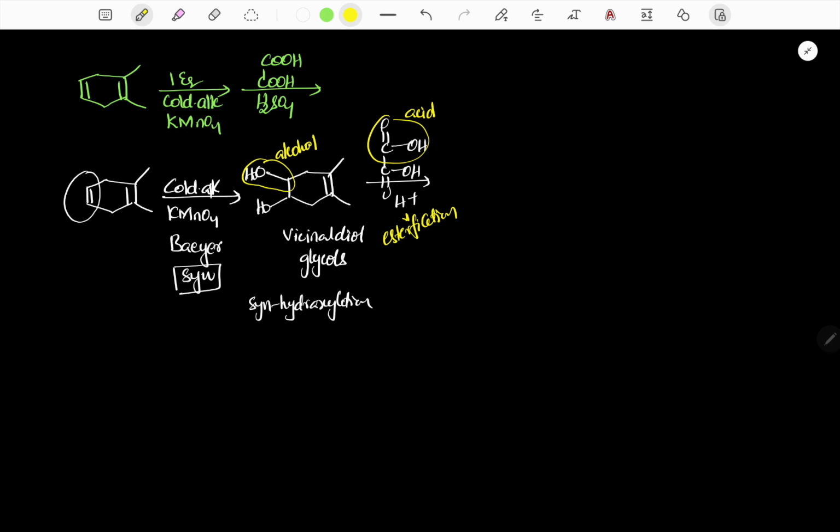So in esterification, what happens? Nucleophile attack, leaving group will leave. And finally the corresponding C double bond O, C double bond O, and the corresponding ester. So this is our final product.